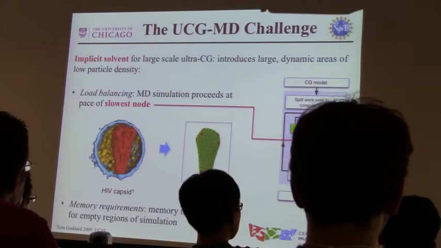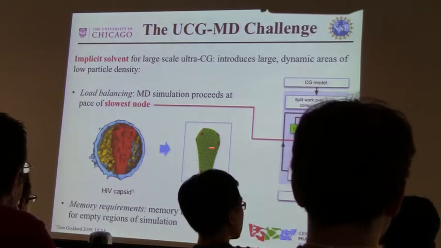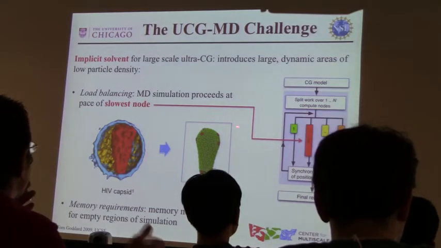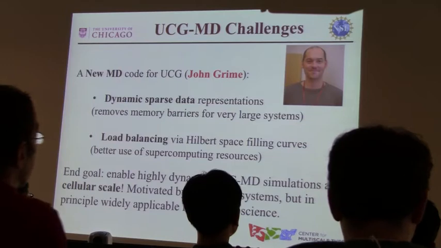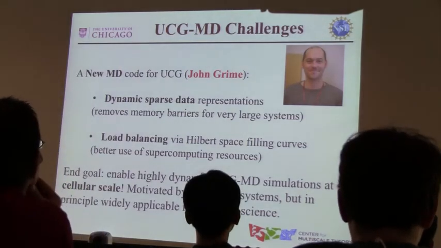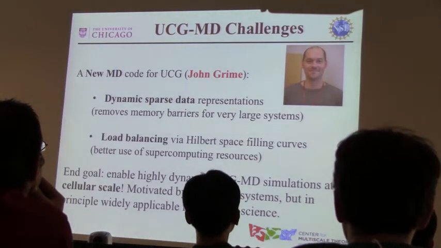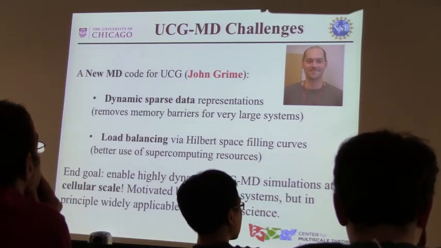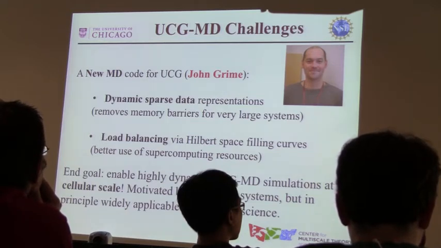So in our problem, we had a massive load balancing problem. Some of your processors will be working very hard trying to calculate interactions here. Some will be doing nothing. And one of our postdocs here, John Grime, I will not go into this, has just recently solved this in a very clever way. One is to use a sparse data representation, so you don't fill up all of your memory with zeros. Trying to fill up empty space with a record that it's empty is stupid, right?